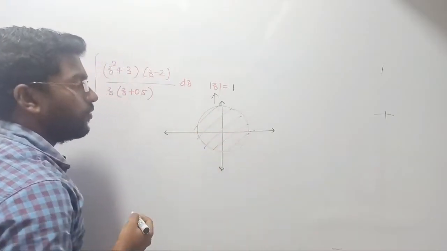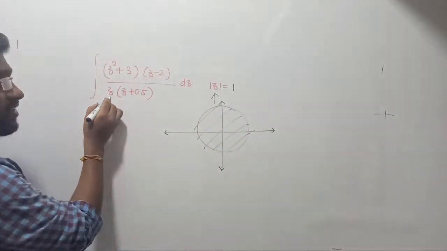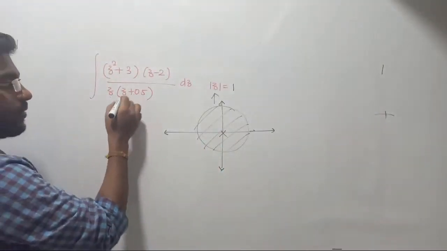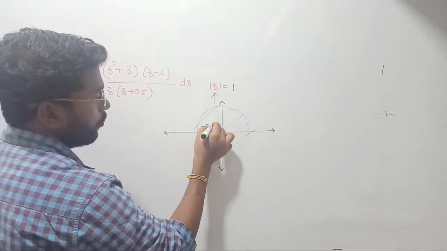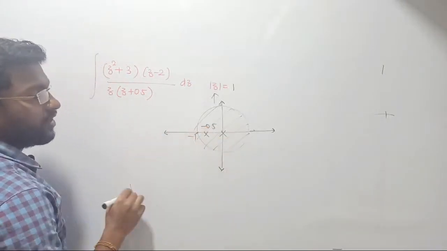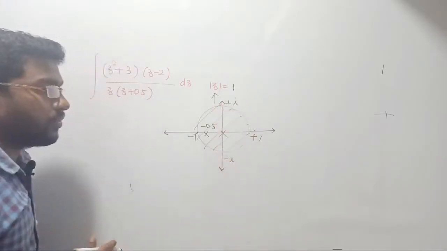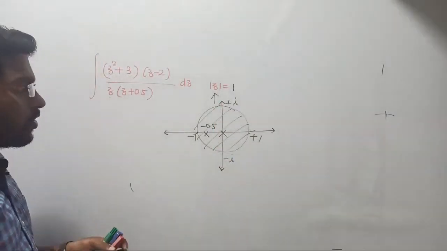If you place the poles, z equal to 0, at the origin we have a pole. Z plus 0.5, z equal to minus 0.5, we have one more pole, because the radius is 1: plus 1, minus 1, plus i, minus i. That is going to be the complete circle, right? So I have to remove two poles, right?